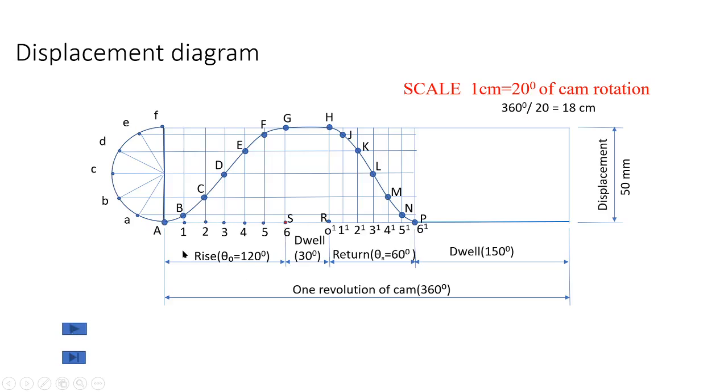So observe here, this outstroke is divided into 6 equal parts. So each division represents 20 degree of cam rotation, right? This A1 represents 20 degree of cam rotation, and this vertical line 1B represents the corresponding displacement of the follower. So you measure 1B.